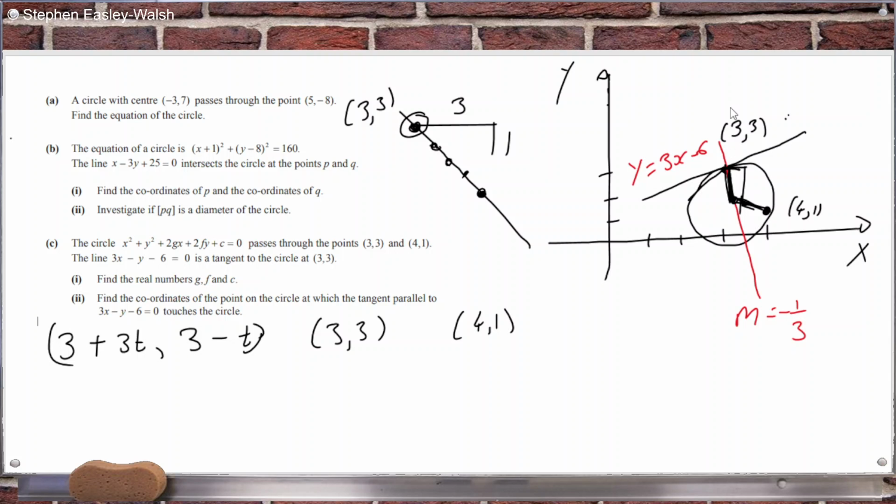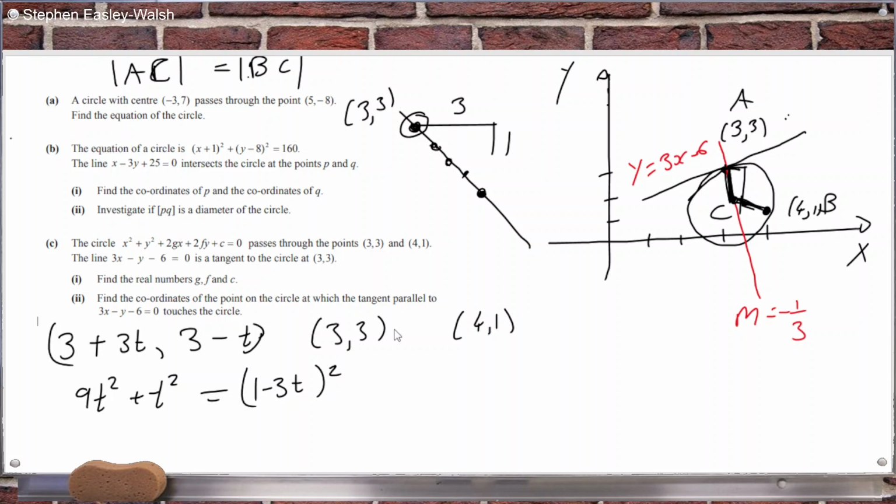So let's just call that point A, that point B, and that C. So we are saying that the distance A to C has to equal the distance B to C. Okay, so 3 minus that, 3, so that'll be minus 3t, so that's 9t squared. And then 3 minus that would be plus t squared, so that's the first one, equals, and then 4 minus that, 4 minus 3 is 1, so that's 1 minus 3t squared, and then 1 minus 2 plus t, I hope.